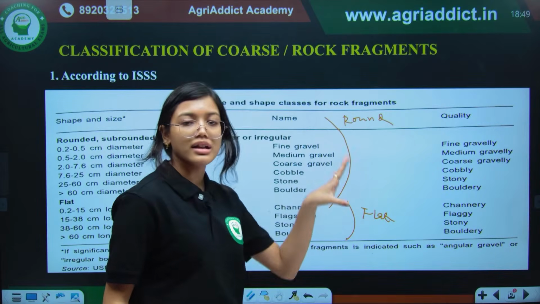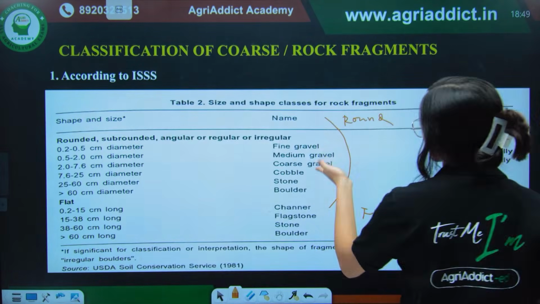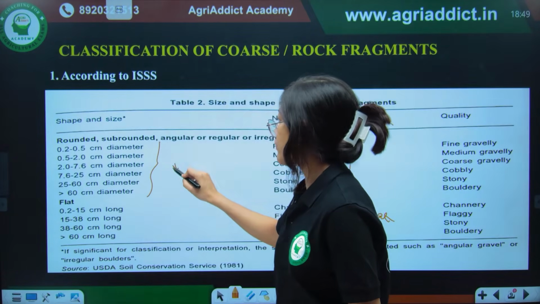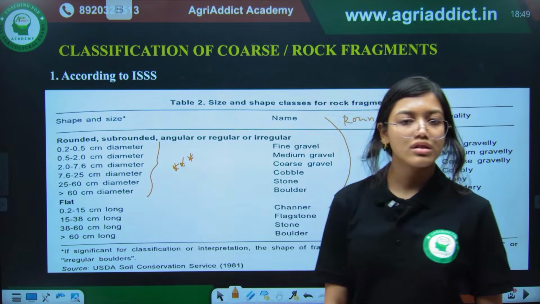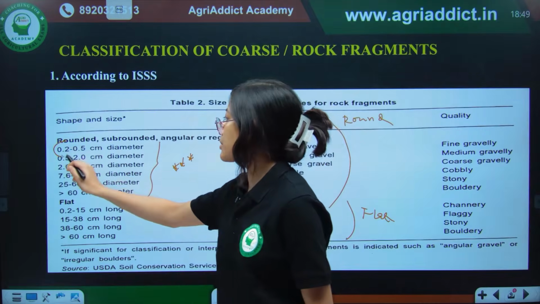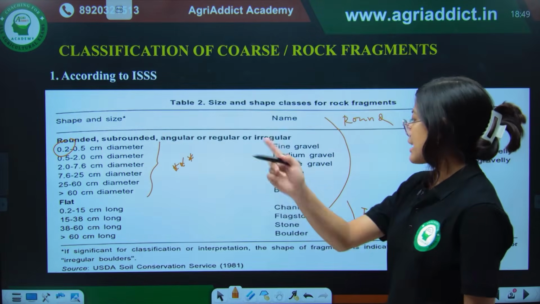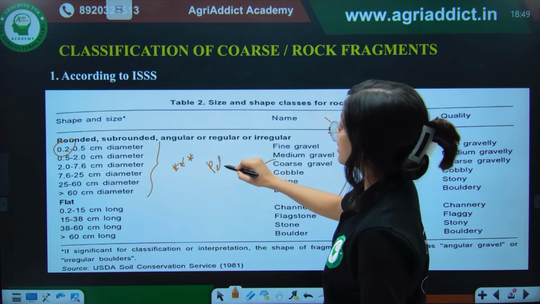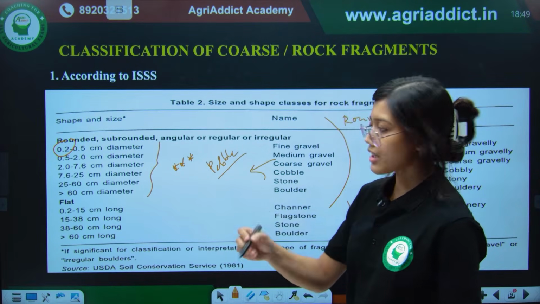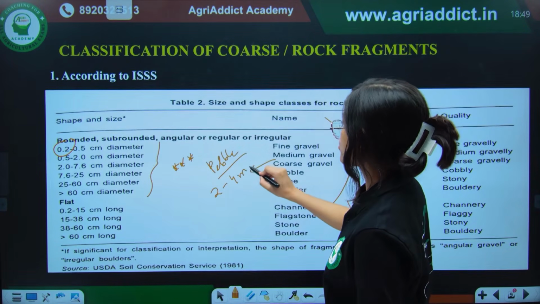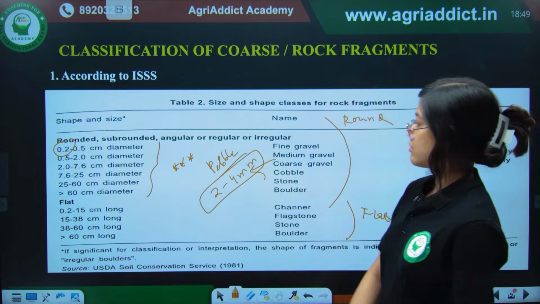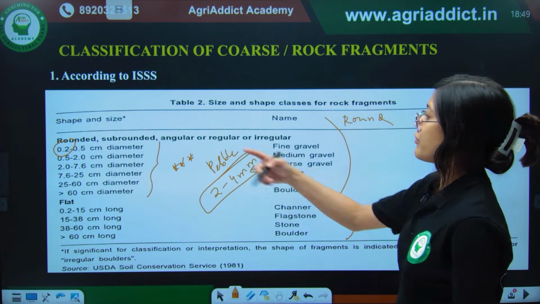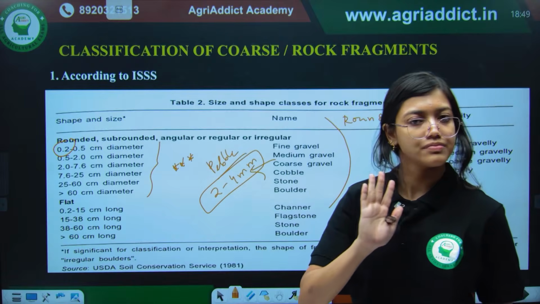So, this round particle is gravel. Okay, gravel, cobble, stone, boulder, and you have to memorize the diameter of each and every particle. Okay. So, you see that it starts from around 2. But here in the new ISSS, it is given that there is another thing called pebble, and that pebble can occur in between 2 to 4 millimeter. Okay. The pebble occurs in between 2 to 4 millimeter, and from 4 to 7.5 we have cobble. Fine.